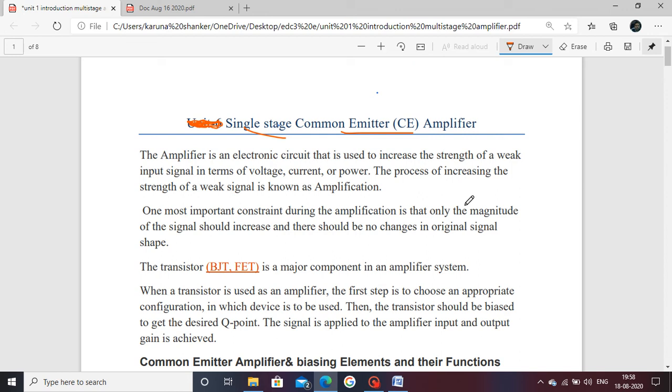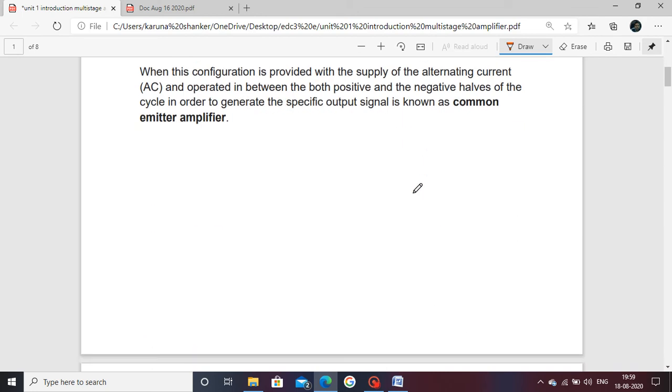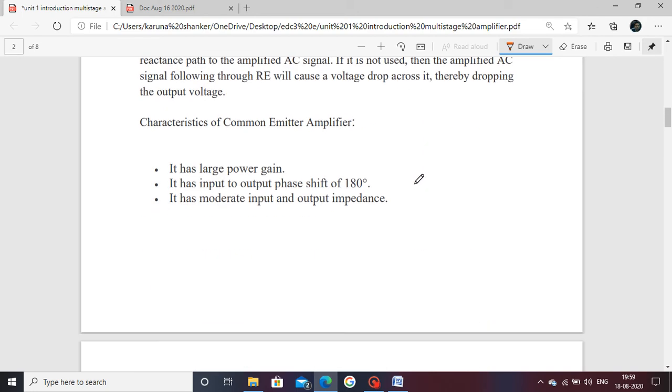We have already studied the common base, common emitter, common collector. This one, the common emitter, is used for amplification purpose. The advantage of common emitter is that power gain is more as compared to common base and common collector. The properties of common emitter are the larger power gain, which is one of the most important, and the phase shift of 180 degrees, input to output 180 degree phase shift.